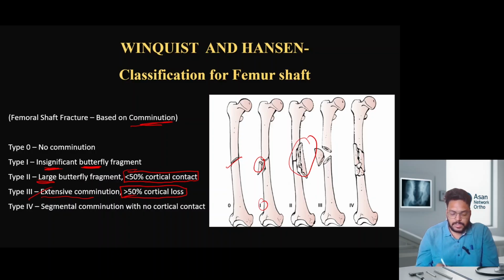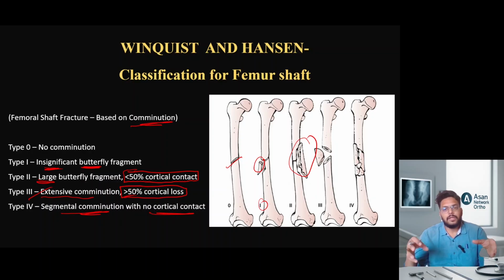Then finally segmental comminution with no cortical contact, where all the pieces have broken and separated with no cortical contact, you give it as type 4. Segmental comminution with no cortical contact is type 4 of the Winquist and Hansen classification of femur shaft. So this is the classification for subtrochanteric and femur shaft fractures.